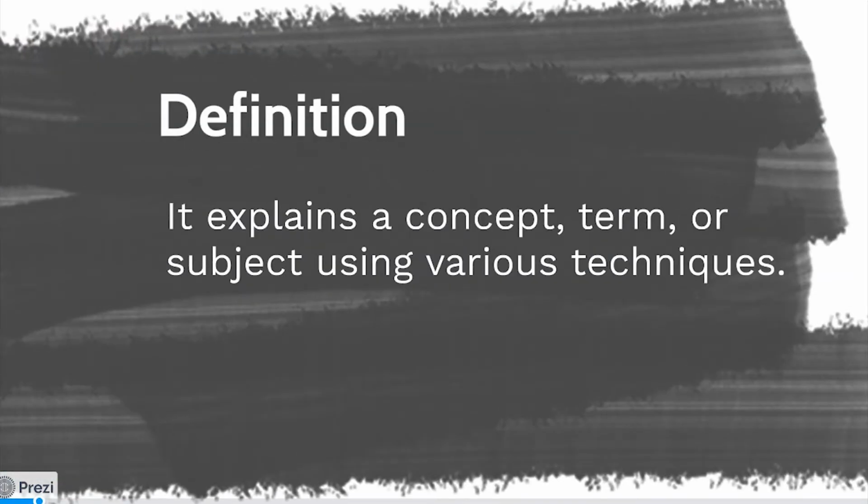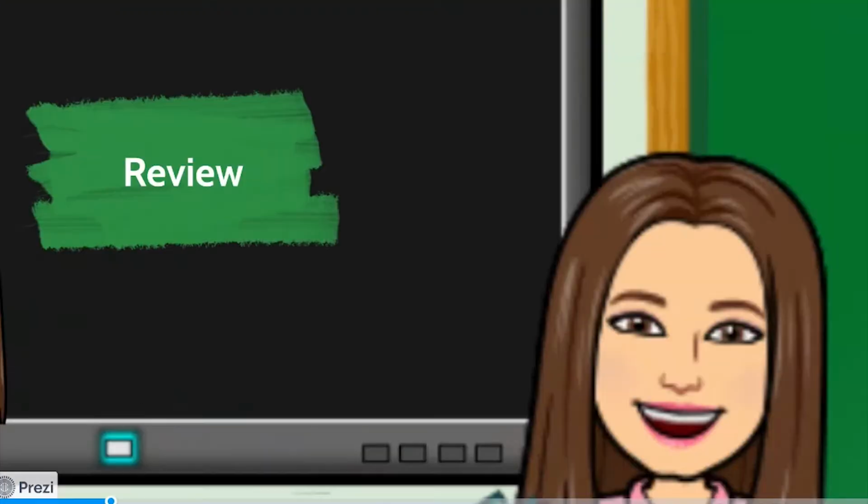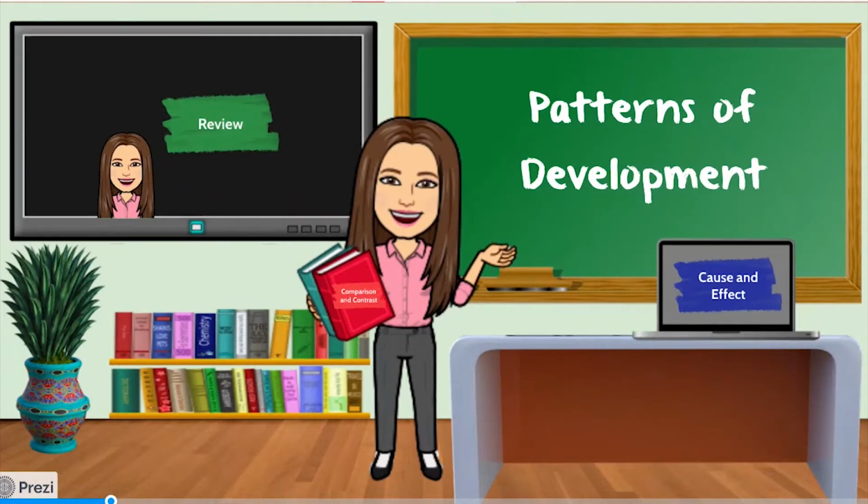Last week, we discussed definition. It means or explains a concept, term, or subject using various techniques. In explaining a concept, examples and illustrations are provided in an exemplification pattern of development, while in classification, ideas are organized into divisions based on criteria or standards. This week, our discussion will focus on comparison and contrast and cause and effect.